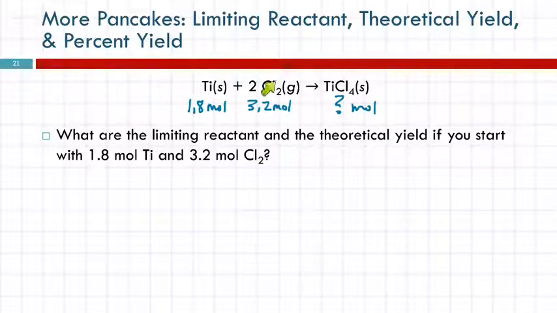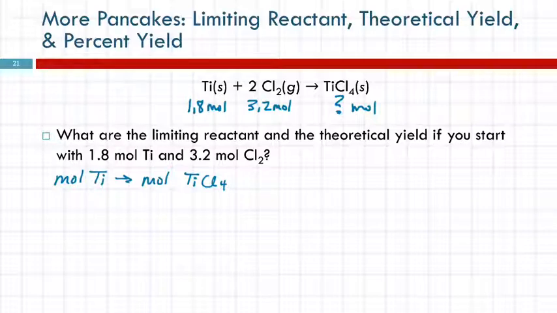Now, what's different about this than the previous problems we've been doing? How many numbers are there? There's 2 numbers. I have an amount for both reactants. That's the big clue that this is a limiting reactant problem. I've got 2 amounts. I need to do 2 calculations. They're very similar. So I want to take moles of titanium and find moles of titanium chloride, TiCl4.